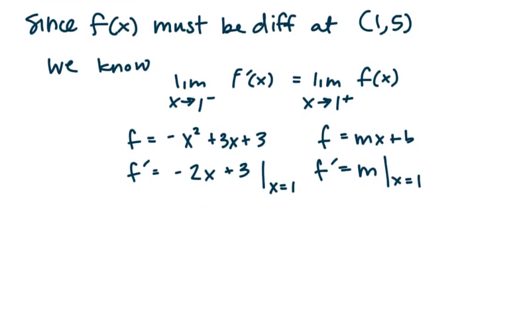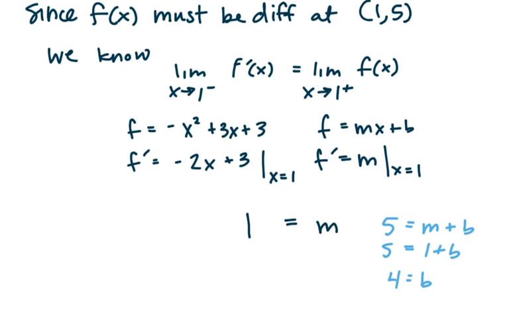so plugging 1 into the derivative as we approach that function from the left is going to give us a slope of negative 2x plus 3. If I plug in 1, I get 1, and that needs to equal, if I plug x equals 1 into m, it doesn't change anything, I get m. So now I know that my m value equals 1. And so if I know that, as we wrote up above, 5 equals m plus b, 5 equals 1 plus b, subtract the 1, we'll get 4 equals b.